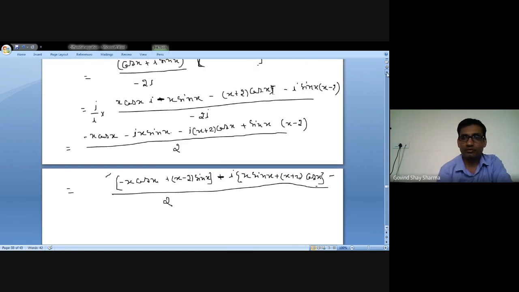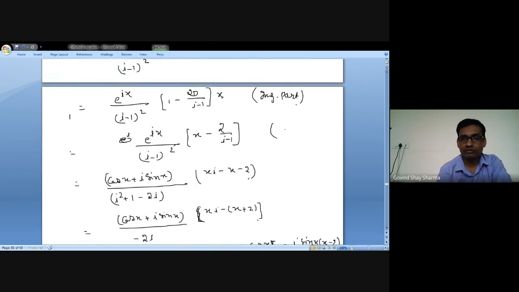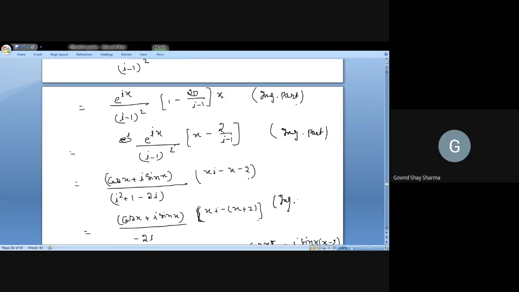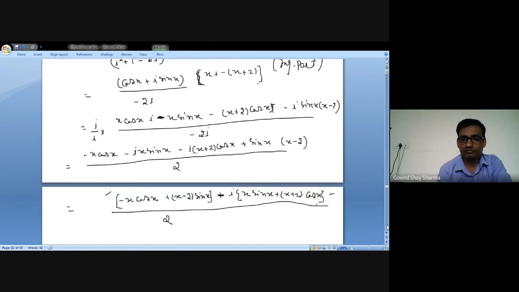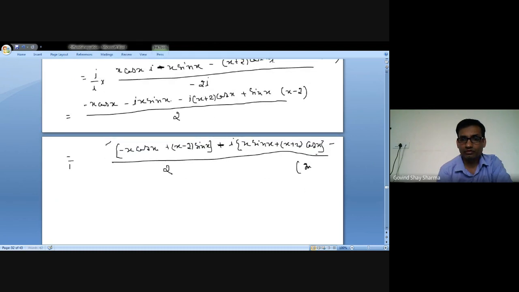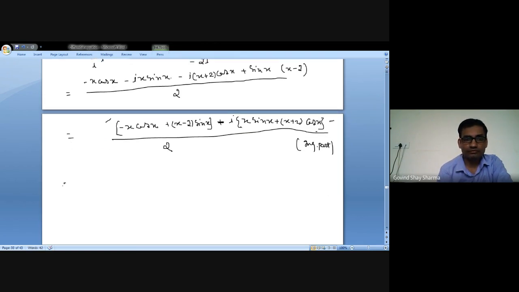Here I forgot to write imaginary part. So the imaginary part is minus half x sin x plus x plus 2 cos x. This is the imaginary part.